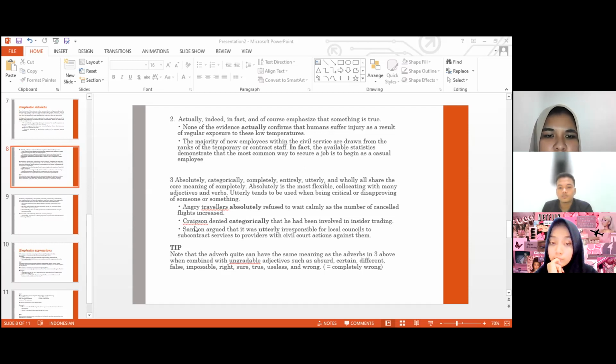And the next is Gregson denied categorically that he had been involved in insider trading. And the last is Samson agreed that it was utterly irresponsible for a local council to subcontract services to providers with civil court action against them. And the tip is note the adverb quite can have the same meaning as the adverbs in three above when combined with an ungradable adjective such as absurd, certain, different, false, impossible, right, sure, true, useless, and wrong.